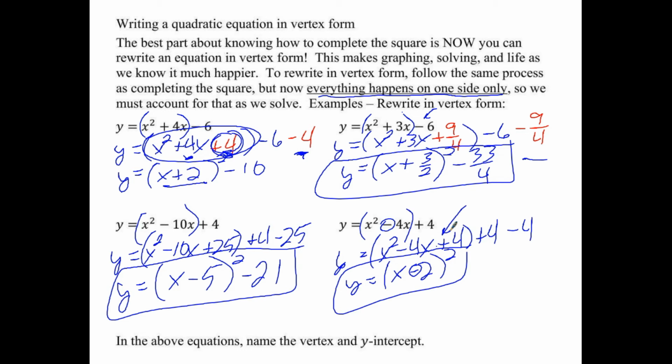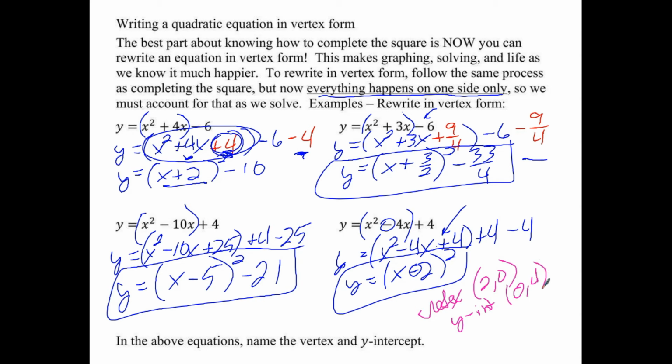Got it? The vertex is at what? Is at 2, 0. Where's the y-intercept? Where? No. No. Yes. Where did you get that from? It's in the original equation. It's the C value. And it's an ordered pair. 0, 4.